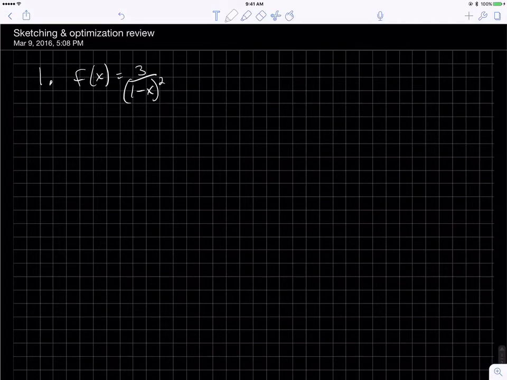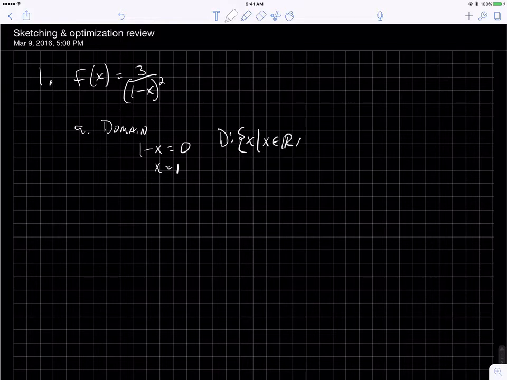Okay, so we want to sketch the graph of f of x here. So the first part is the domain. There are domain errors wherever the denominator equals 0. So I take the part inside the parentheses, set it equal to 0. I get 1. So the domain is all x such that x is an element of the reals and x is not equal to 1.